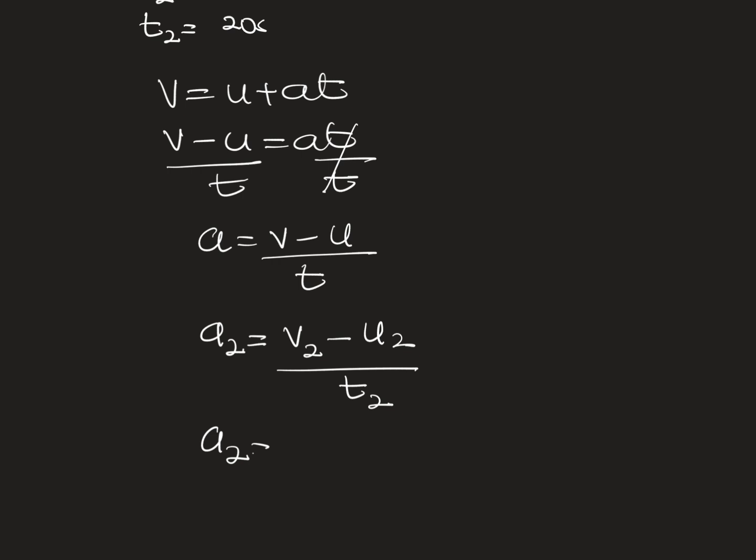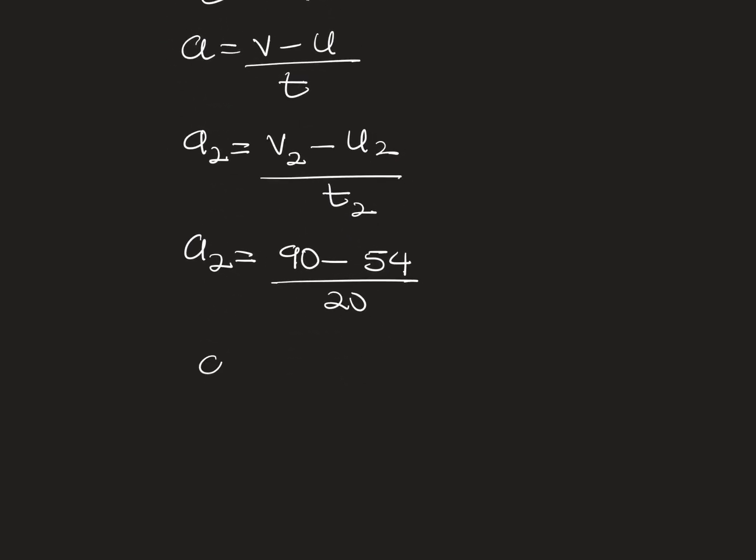So A2 is equal to, the final velocity is 90 minus the initial velocity, which was 54, divided by 20. So A2 is equal to 90 minus 54, which gives 36, divided by 20. So A2 is equal to 1.8 meters per second squared. And that answers the question.